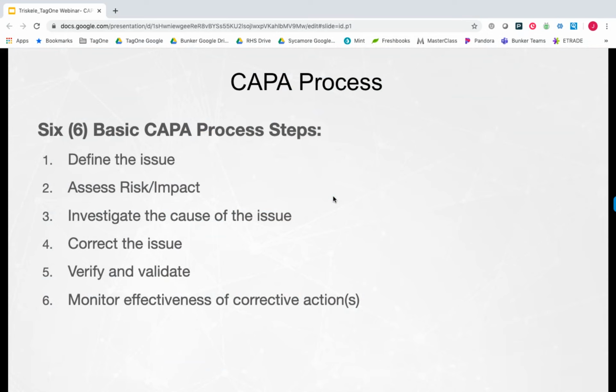And that effectiveness plan or that effectiveness check is based on some sort of statistical analysis, whether it be the number of occurrences that occur over a period of time. But you need to monitor that data. And then once that data comes back acceptable, then you can officially close the CAPA and move on.